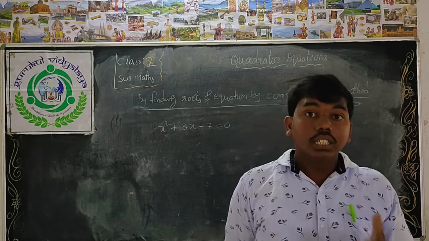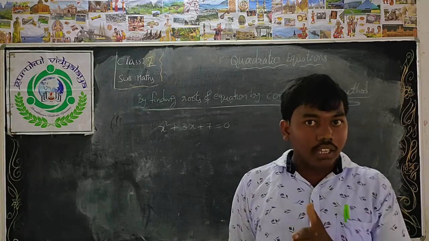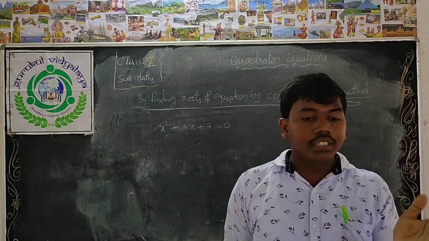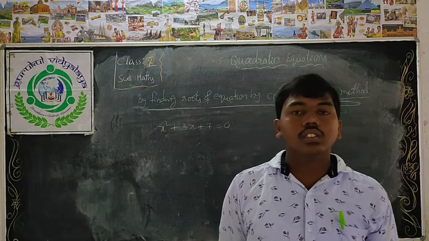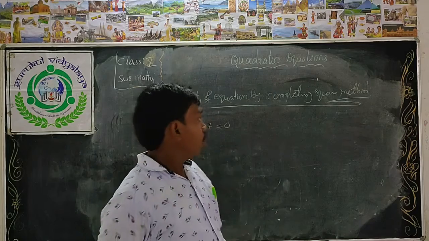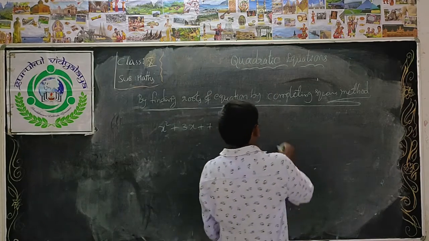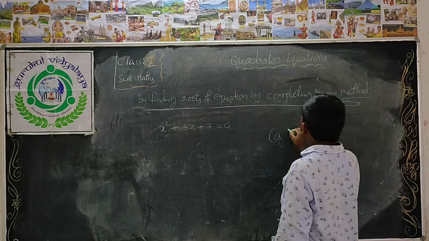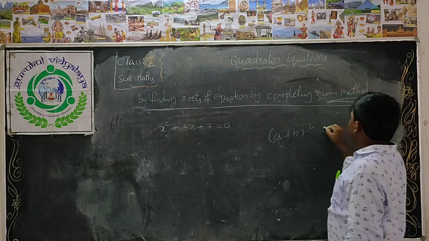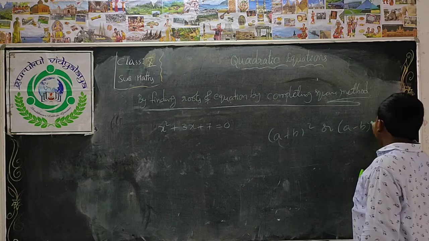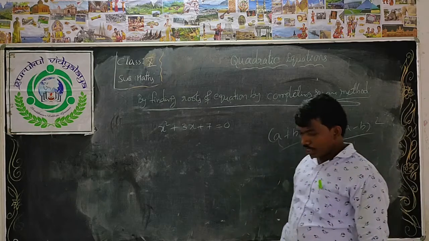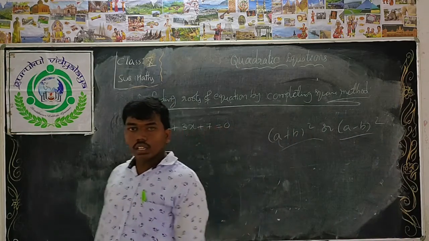Square number: 3 square is 9. 9 can be written as 3 into 3. 9 is a square number, completing square. So like that children, the given equation will be changed into (a plus b) whole square or (a minus b) whole square. These are the completing squares. That is called the completing square method.